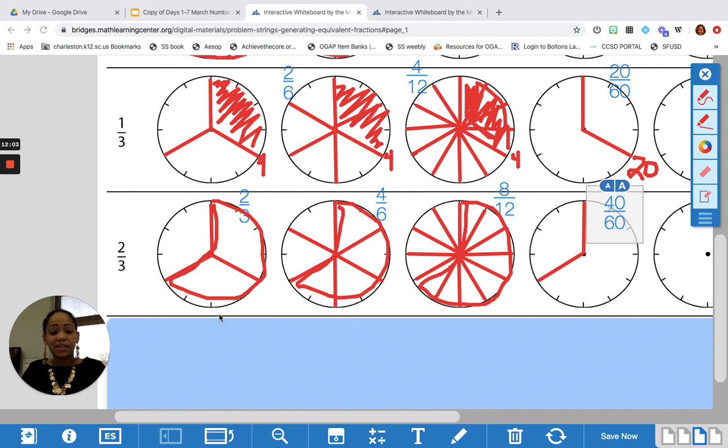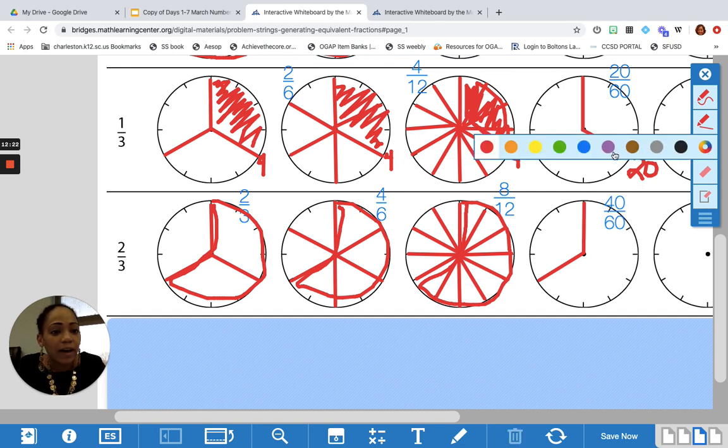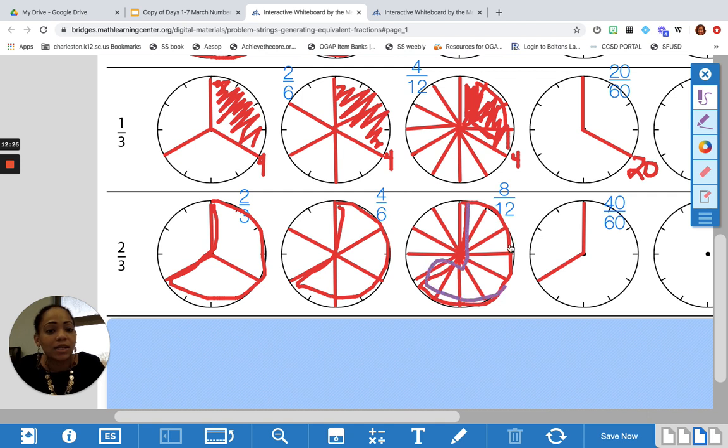All right, did you get them? 2/3, because 1/3, 2/3, okay? And in 1/3 we have 2/6. So in 2/3 we'd have 4/6 because it's 2/6 plus 2/6. And then 8/12, and maybe I should have used a different color to outline it, but that's okay. And then we have 40/60ths. You guys got it? You good?